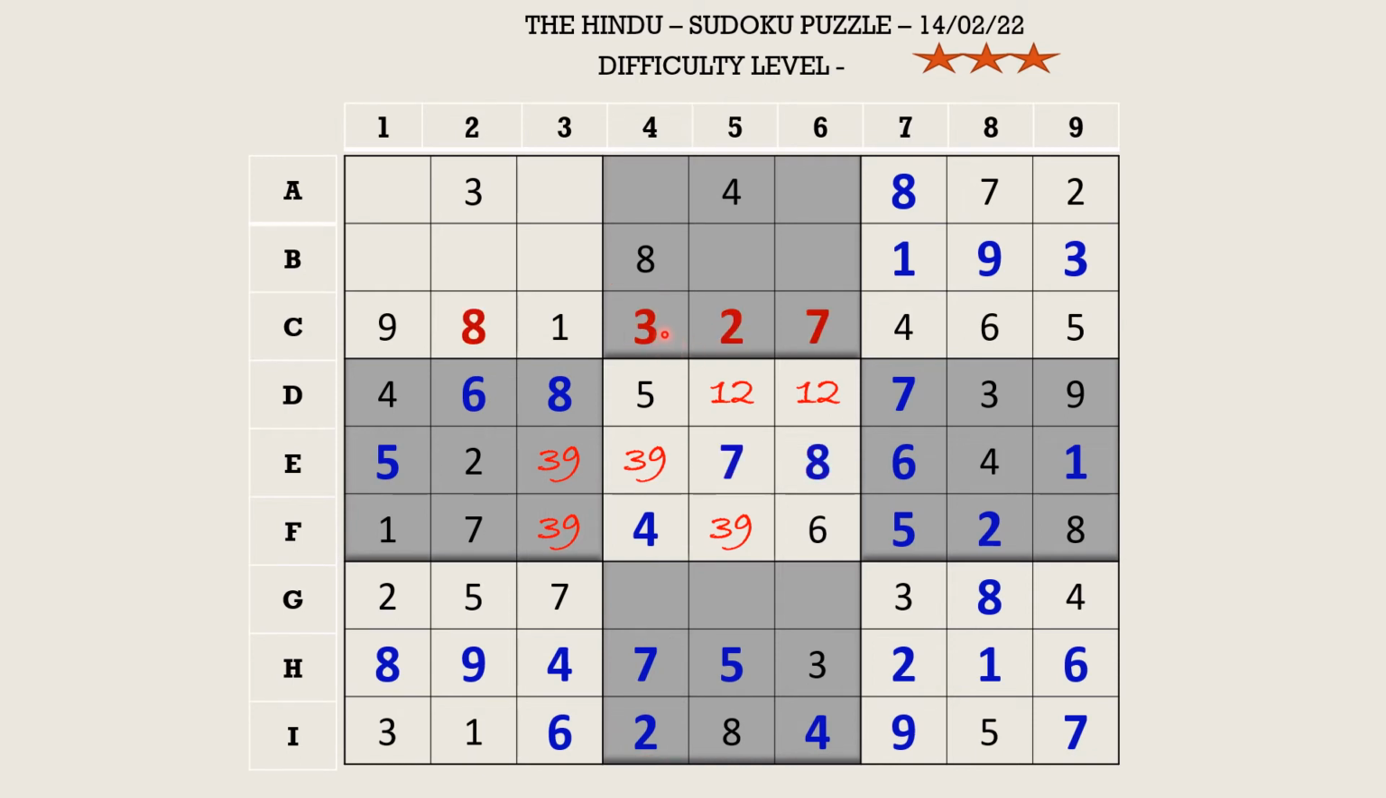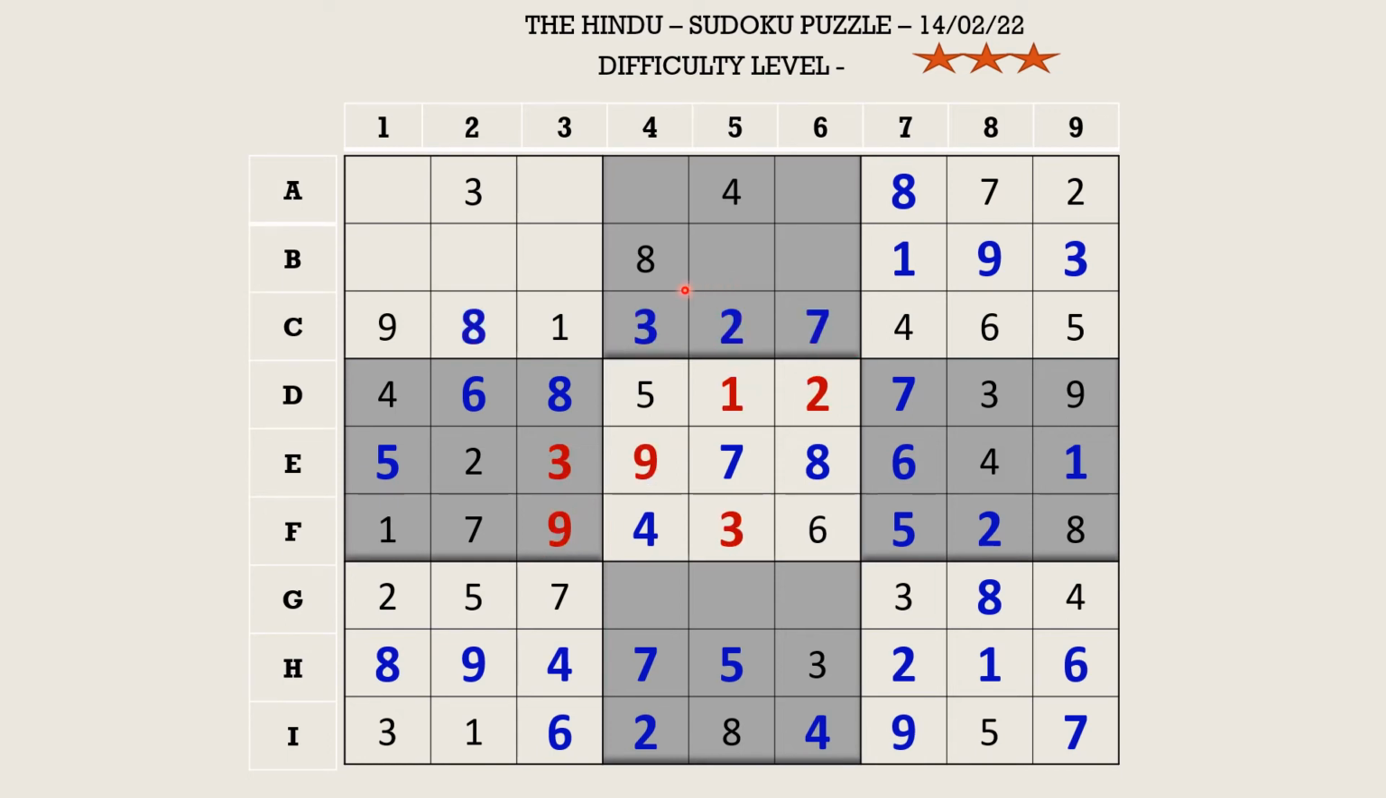Now this 3 cancels out the 3 here. So E4 becomes 9. E3 becomes 3. F3 becomes 9. F5 becomes 3. This 2 here in fifth column cancels out the 2 here. So D5 becomes 1 and D6 takes 2.